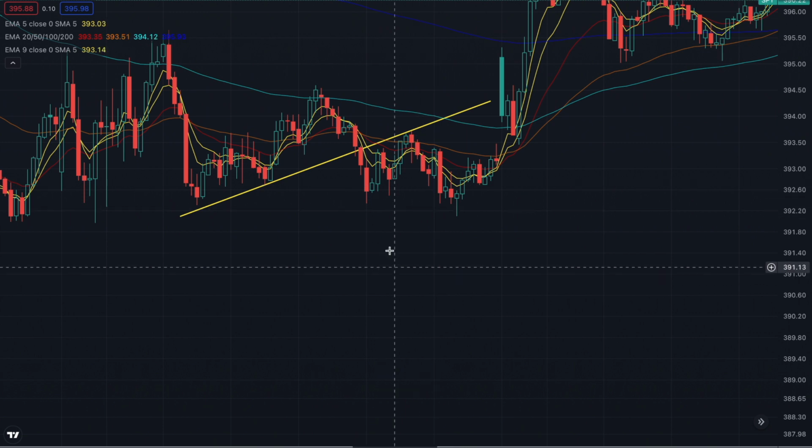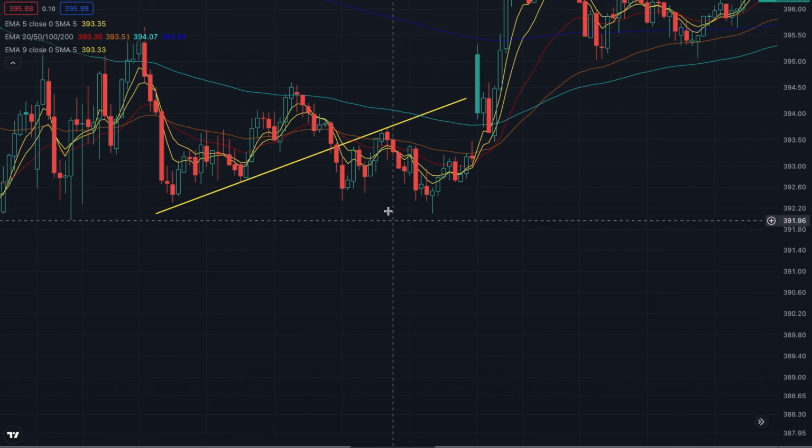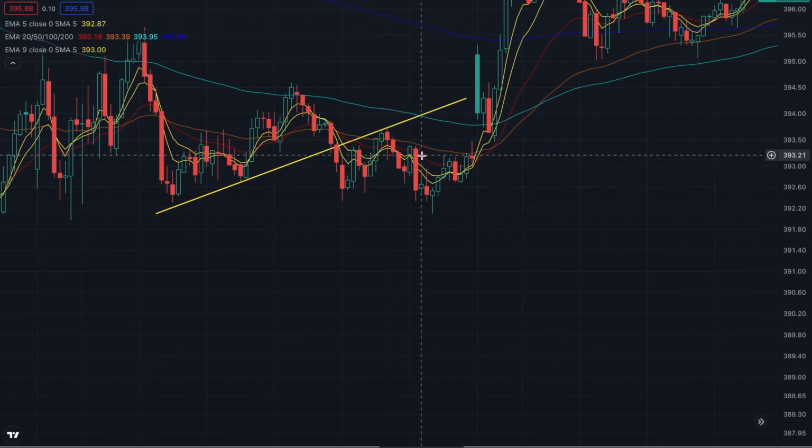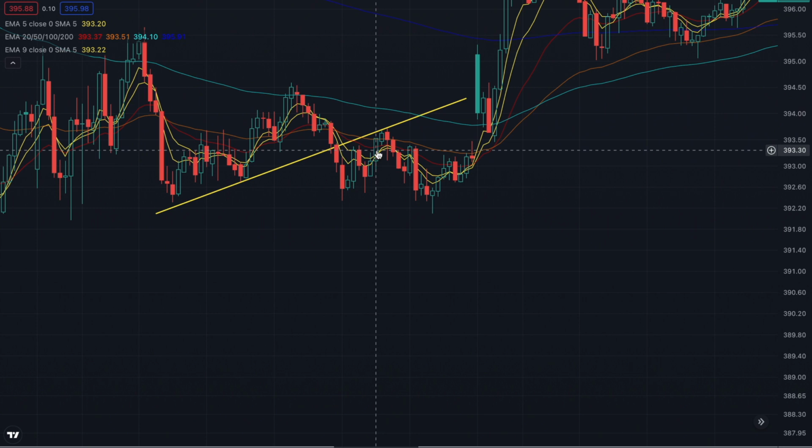So I'm gonna go through some of my rules real quick on when I would execute a trade and when I wouldn't. So you see this red line right here, this red line that's going along all the way up to here, that's a 20 EMA, and EMA is an exponential moving average.